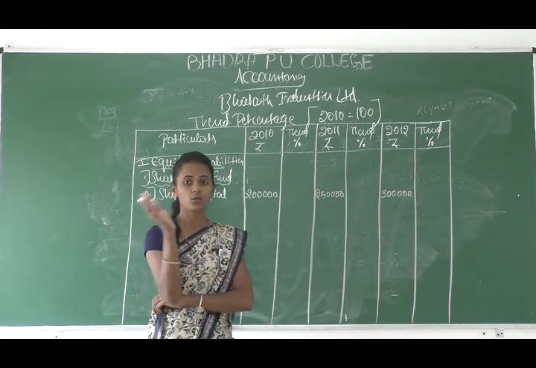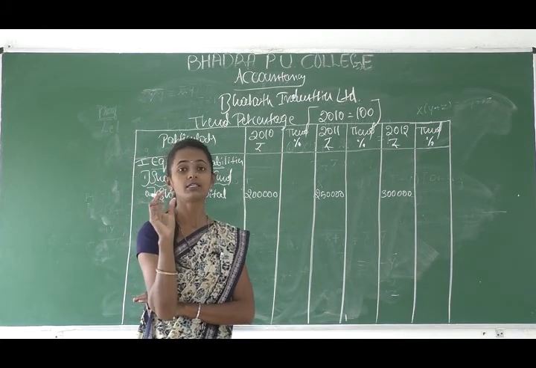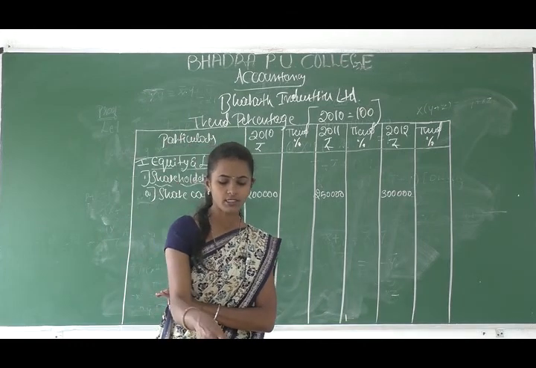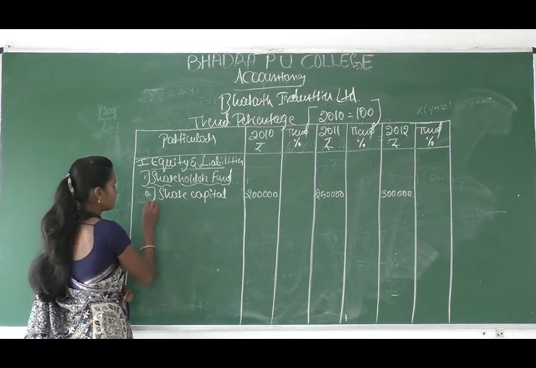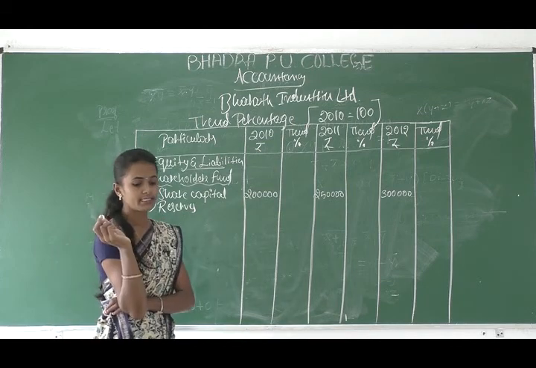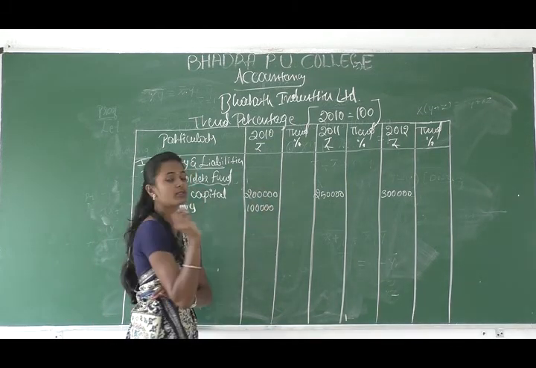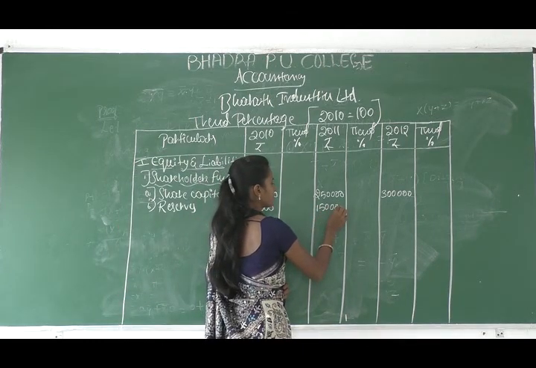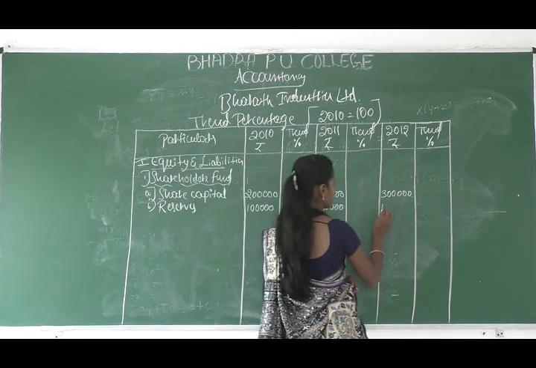Yes, again go back to your format. The second item under shareholders fund is reserves and surplus. Now come to your question and check. Reserves and surplus are given. Yes, we have reserves, so I'll take reserves here. In 2010 it's 1 lakh, in 2011 it's 1,50,000, and in 2012 it's again 1,50,000.